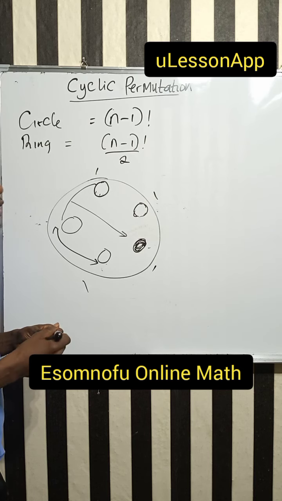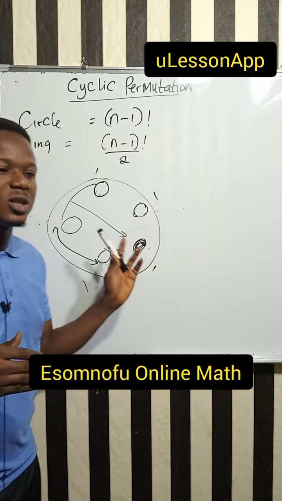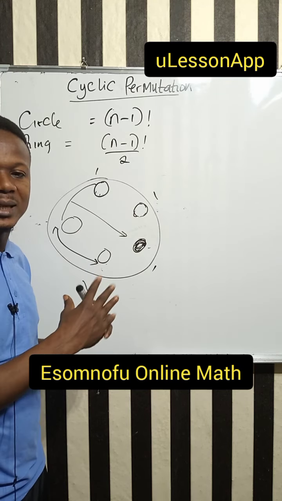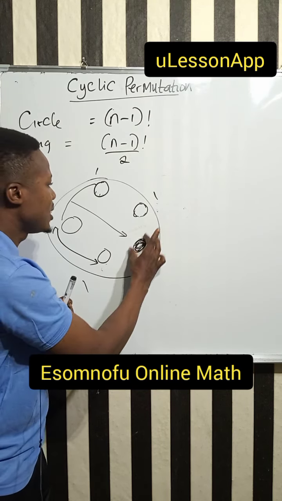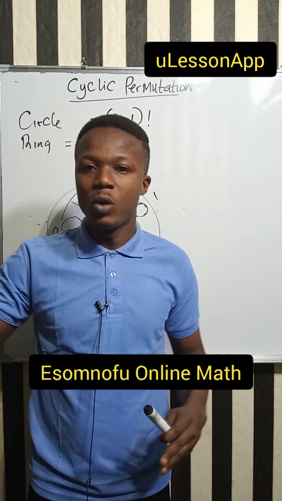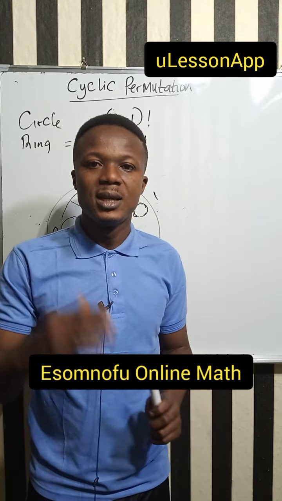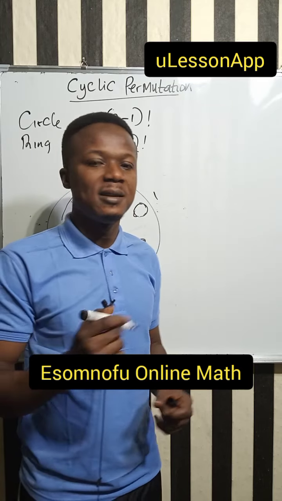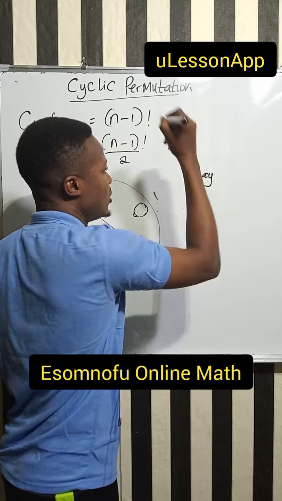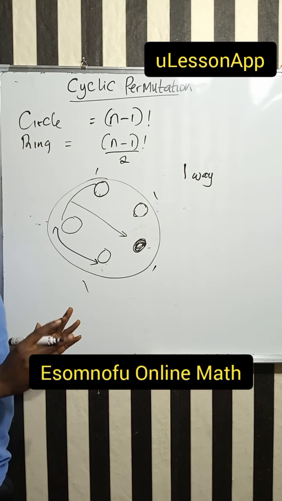So you now see that no matter the position this person sits in this cyclic arrangement, it is still the same thing, because whether he sits here or here or here, you will always have 2 persons in front of him, one at the left and one at the right. Therefore, the first person has only one way of sitting.